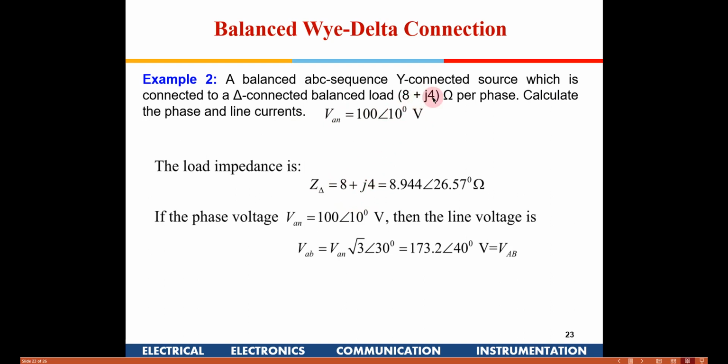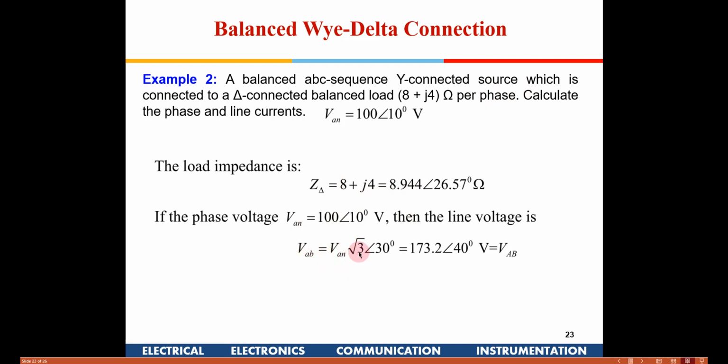Here the source impedance is not given, so we are going to assume it is zero source impedance. So the total impedance is just because of the load. Okay. Now the phase voltage is given as 100 here, and since it is delta connected, now we need to find out.